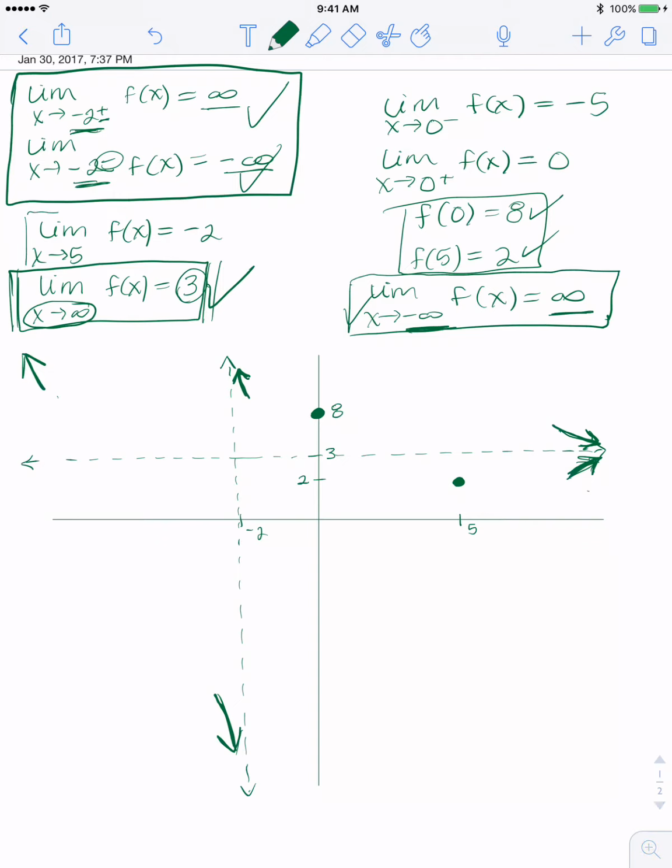Let's go ahead and tackle this one. So my outputs are tending towards -2 as my inputs are tending towards 5. And I know it has to tend towards -2 from the left and right side of 5 since the limit is defined as just approaching 5.